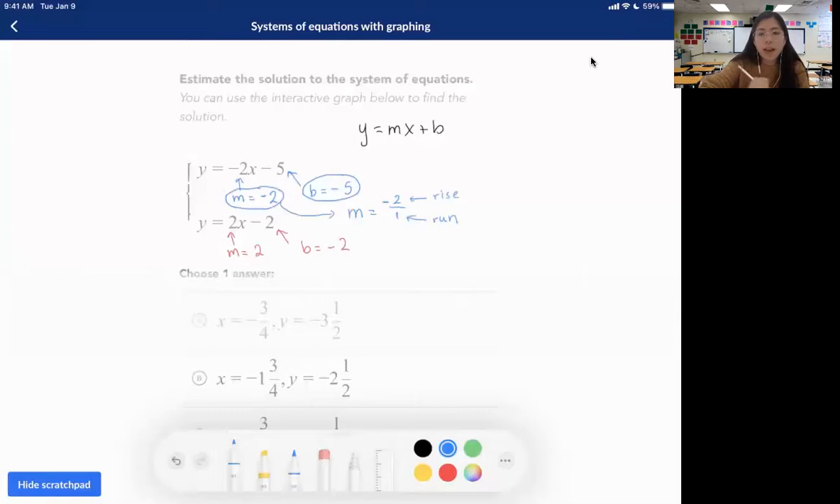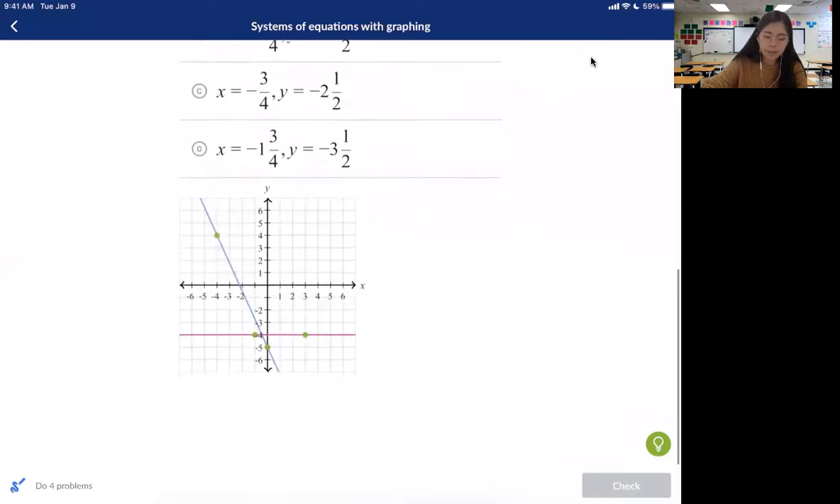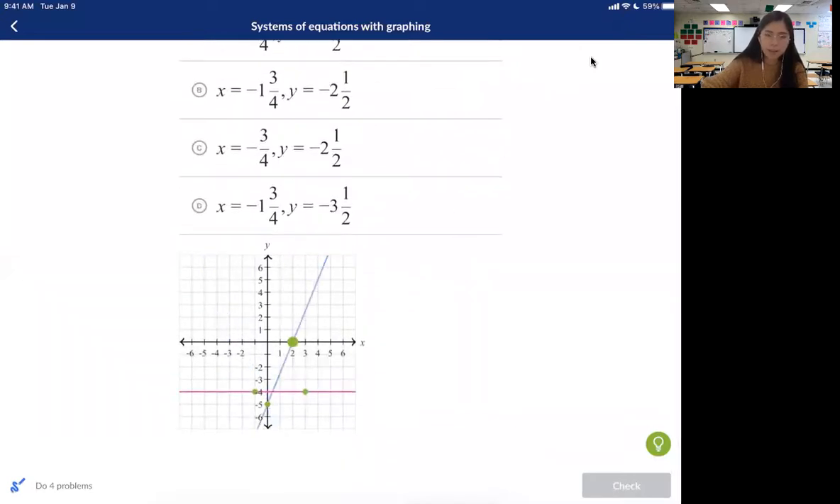What that means is that I'm going to be going down 2 units. Since it's negative, I go down. Since that one is positive, I go to the right. So this is to the right 1 unit. Okay, so I'm going down 2 units and then 1 unit to the right. So let's go back to my graph. What I'll do is I'll take this other dot, and I go down 2 units and then 1 unit to the right. There we go.